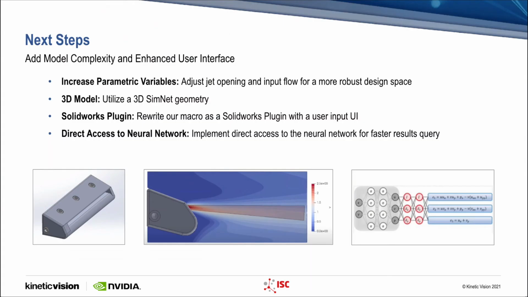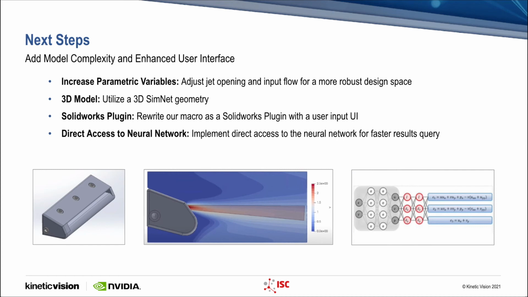So we were really pleased with these results, and it was really a success, based on what we first set out to do. A few of the things that we want to do is increase those parametric variables. So probably adjust the jet opening, and then also maybe the input flow, to create a more robust design space based on 3 variables instead of 1. Also train a 3D model instead of just a 2D model, utilizing one of the DGX A100 machines to train that model, and convert our macro in SolidWorks to a SolidWorks plugin that has an official user input UI, just to make that user interface a little more slick.